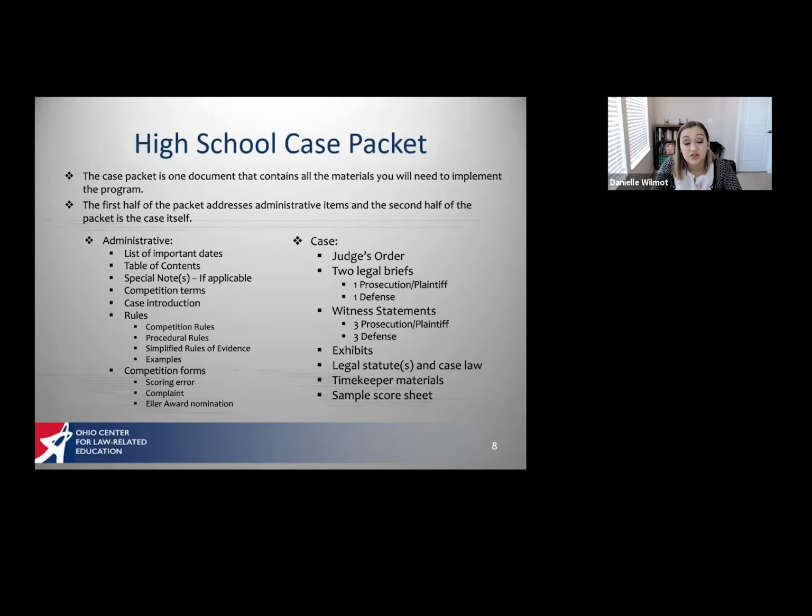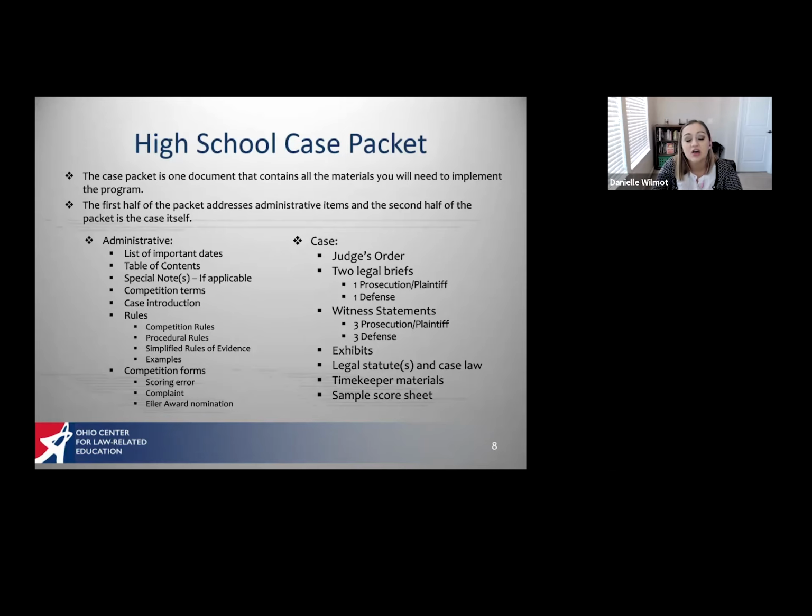After the briefs, you'll see the witness statements. And there are 3 statements for each side. So 3 for the prosecution, or if it's civil, plaintiff, and then 3 for defense. It's important to know that students will only present 2 of those witnesses, but we give you all 3, and then it's up to your team to strategize and decide which 2 out of those 3 you intend to call during trial.